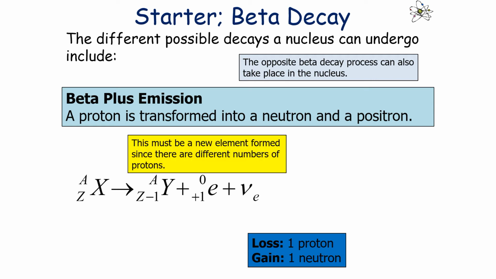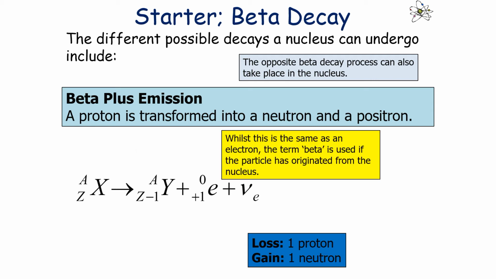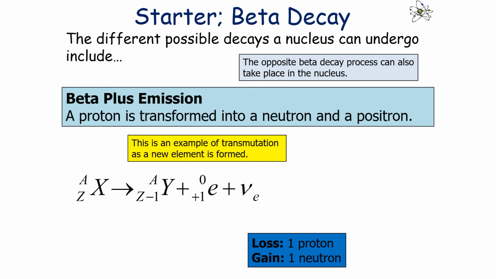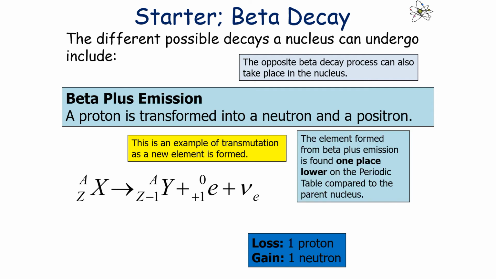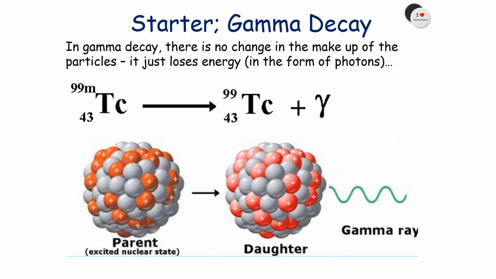Now, again, like beta minus emission, beta plus emission forms a new element since there's a different number of protons in the nucleus. And again, we call this a beta particle, but it is in fact an electron, and we only give it the name beta when this electron originates from the nucleus. And again, it's an example of transmutation as a new element is being formed. And the element formed in beta plus emission is found one place lower on the periodic table to that of the parent nucleus.